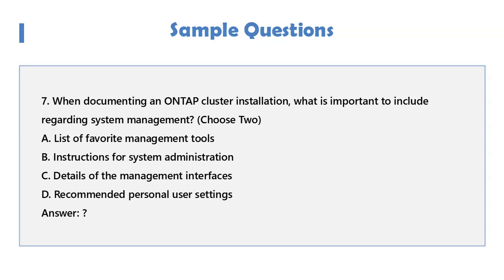7. When documenting an ONTAP cluster installation, what is important to include regarding system management? Choose 2. A. A list of favorite management tools. B. Instructions for system administration. C. Details of the management interfaces. D. Recommended personal user settings.